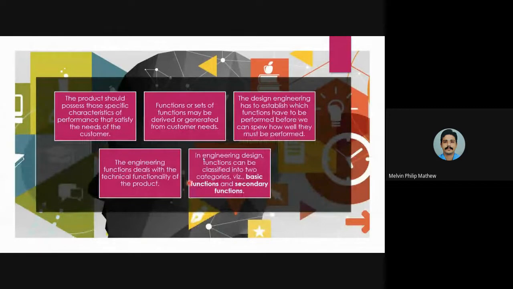Next, the product should possess those specific performance characteristics that satisfy the need of the customer. So if a customer gives us the need, so here the need was a foldable chair that can be taken to a place of travel. If he gives us that need, the product should satisfy the characteristics or perform that need. That is the function of designing. Then functions or sets of functions may be derived or generated from the customer needs.